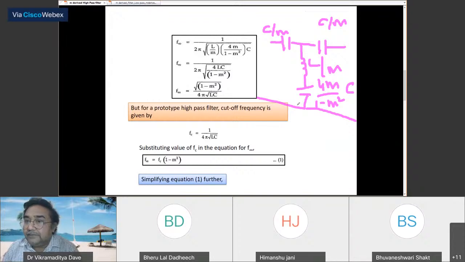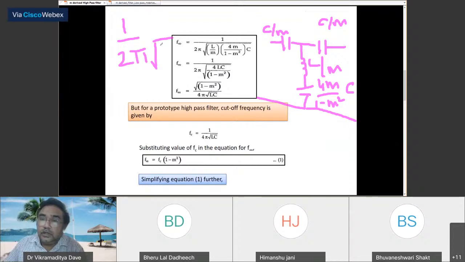So I will just place the value. Formula is very simple. Frequency of resonance is nothing but 1 upon 2 pi under root LC, ठीक है। तो यहां मैं L by m, L कितना है मेरा, L by m, और C कितना है 4m upon 1 minus m square C, ये वैल्यू मैं प्लेस करूंगा। Then I will get the frequency of infinite attenuation as under root 1 minus m square upon 4 pi under root LC.